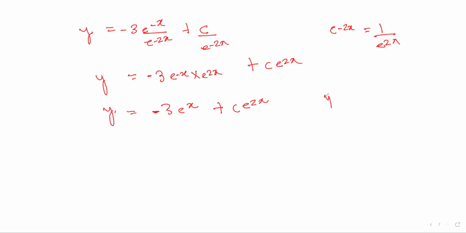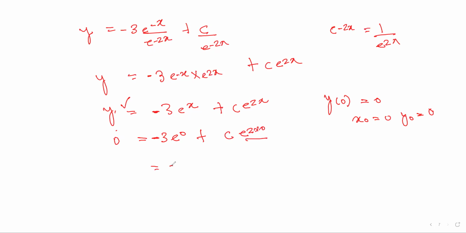Now, what is your condition? The first condition is y(0) equal to 0, that is x0 equals 0 and y0 equals 0. In the general solution, the value is 0, that means minus 3 into e^0 plus c into e^(2 into 0). You know e^0 is equal to 1, so this becomes minus 3 plus c equal to 0. Therefore the value of c happens to be 3. Therefore y would be equal to 3 into e^(2x) minus e^x.